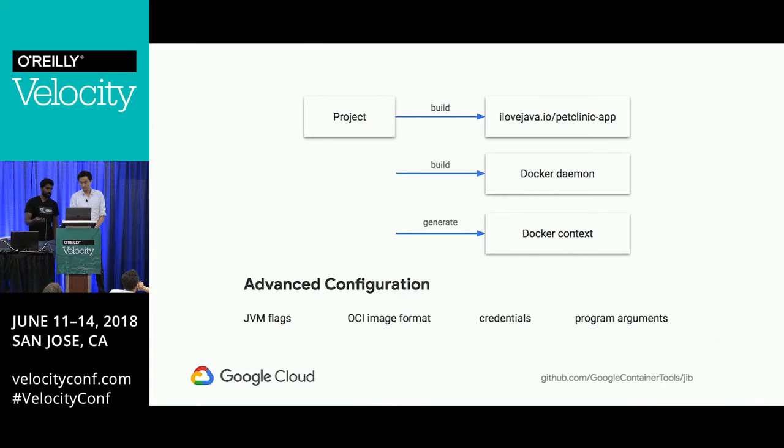In the example, it was all default config, but you can set JVM flags. You can choose your output image format. You can use OCI. We have multiple ways to set your credentials you need for pulling and pushing to private registries. And there's an option to set the program arguments that you pass to your main method.